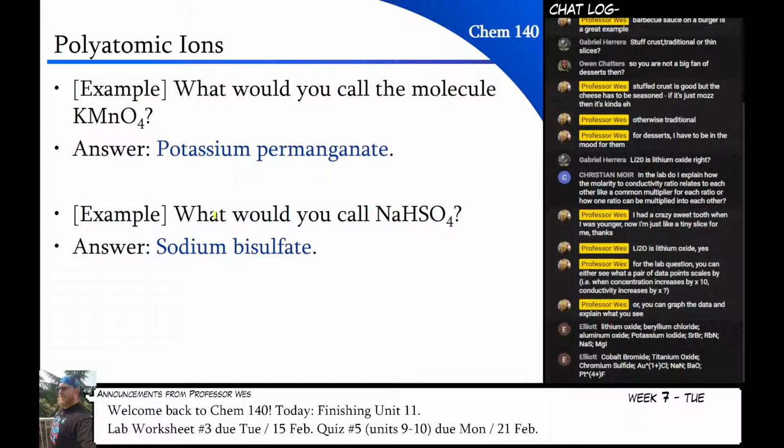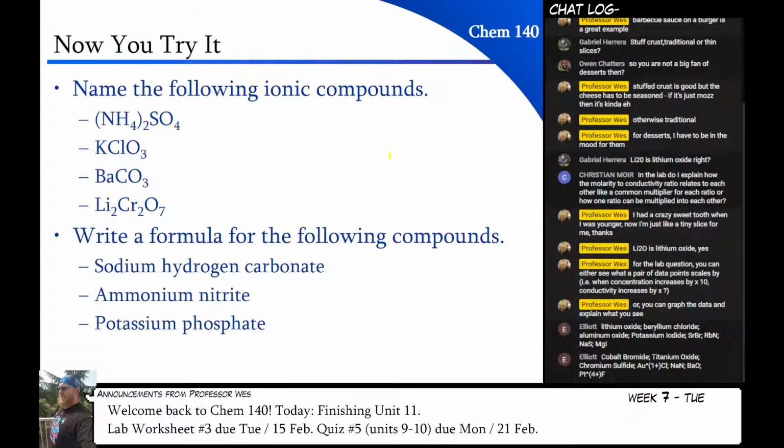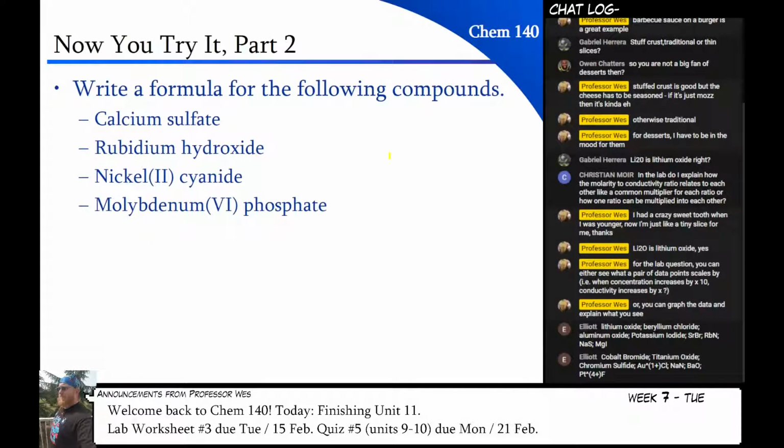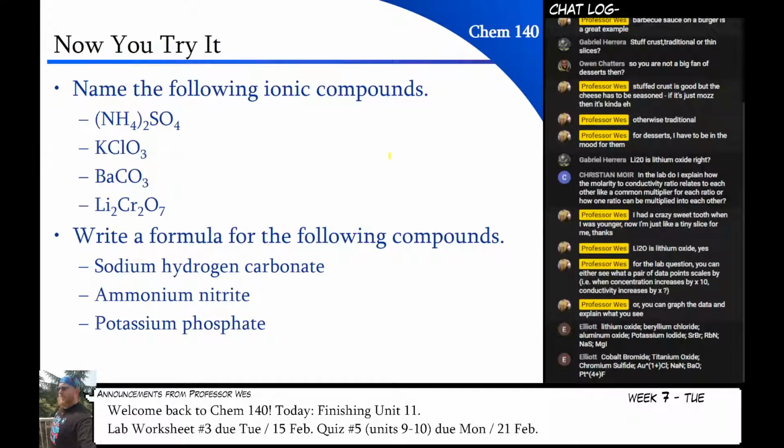So literally, all I'm doing is just dropping the word permanganate because I have permanganate in here. This is bisulfate, so I just drop it in there. So while you are getting those ions handy, I'm going to put these on the screen for you. Let's just do these for now. So go ahead and go find those slides that have those on there.